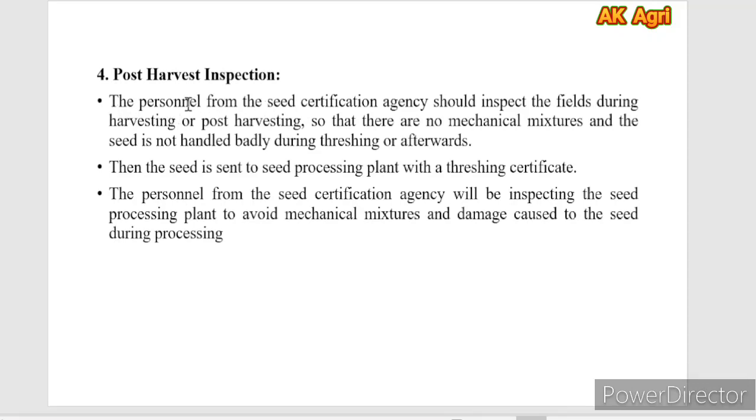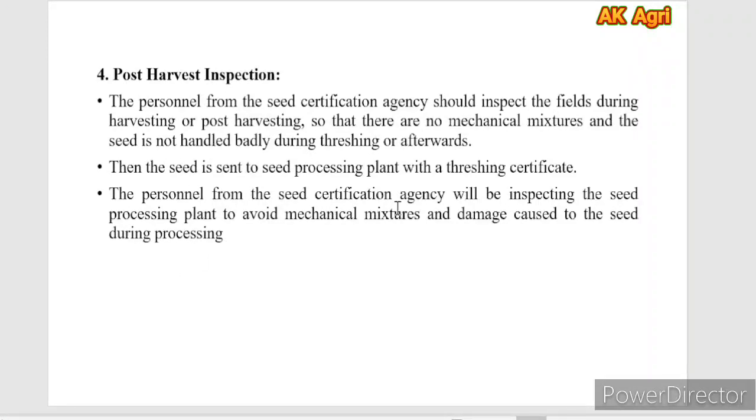The personnel or the staff from the seed certification agency should inspect the field during harvesting and the post-harvesting stage, so that there should not be any mechanical mixtures and the seed is not handled badly during threshing and after the activities. Then the seed is sent to the processing unit. After the harvesting, the seed should be sent to the processing unit for further processing of the seed with the threshing certificate.